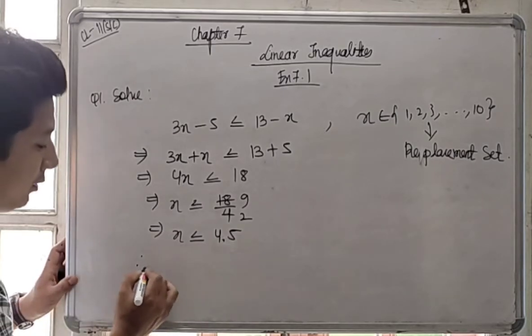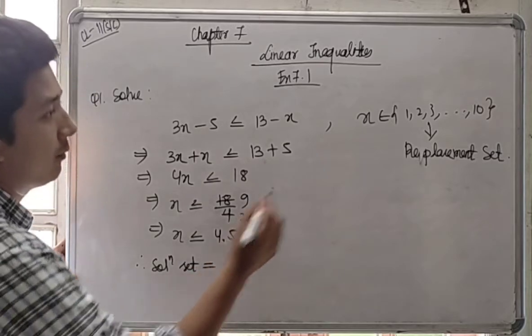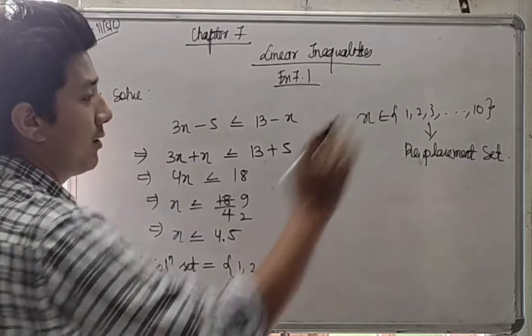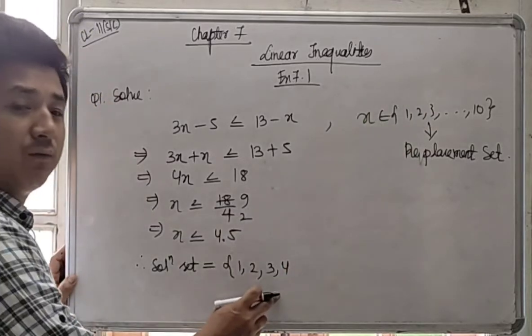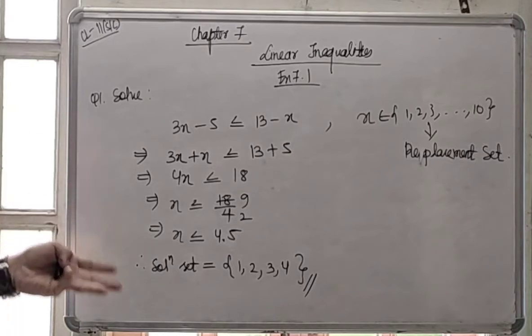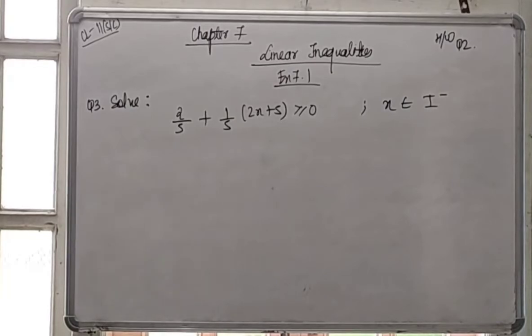So the solution set will be 1, 2, 3, 4. Since there's no decimal number in the replacement set, just 1, 2, 3, 4, and this is my solution set. Please pause the video and note it down. All right, let's move ahead.